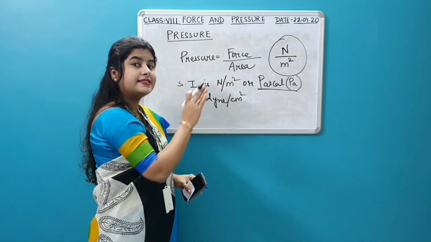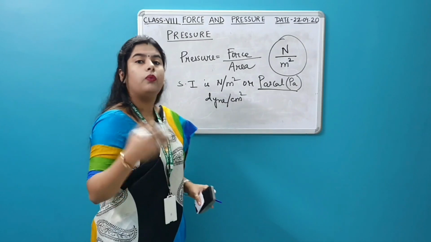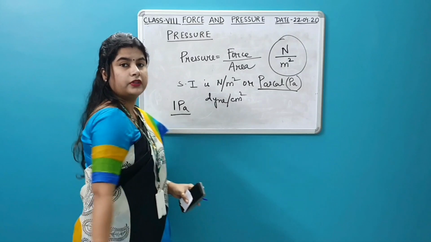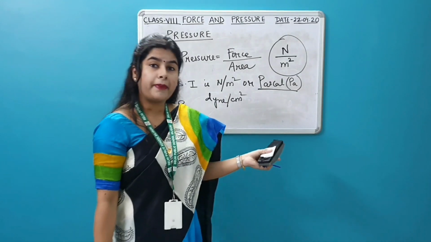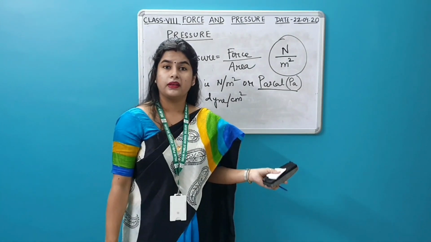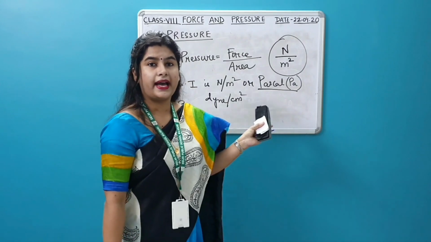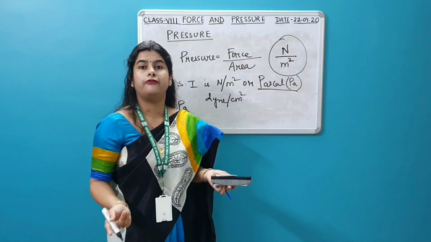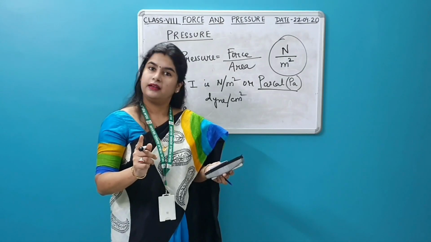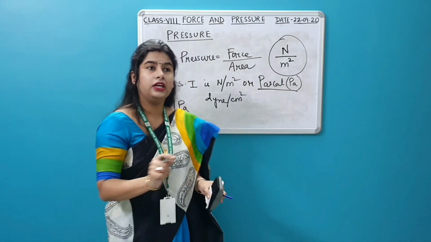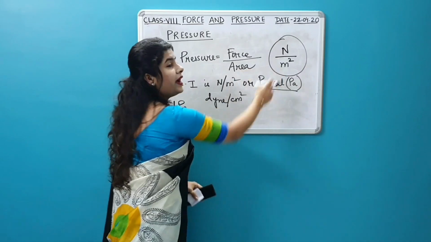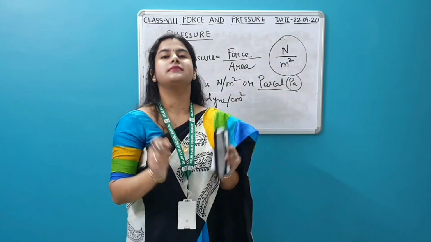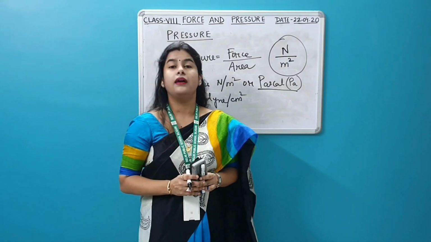Is that clear? Okay. Just like I told you the definition of 1 Newton, similarly I can ask you what is the definition of 1 Pascal. It is defined as the pressure exerted by a force of 1 Newton perpendicularly on an area of 1 meter square. Is that clear? So this is the definition of 1 Pascal.